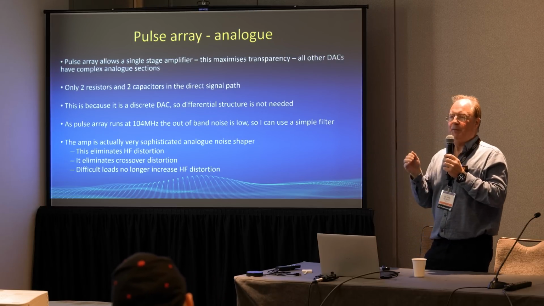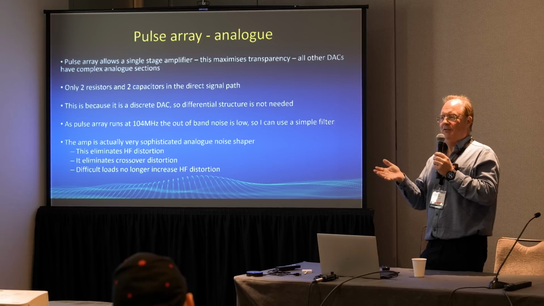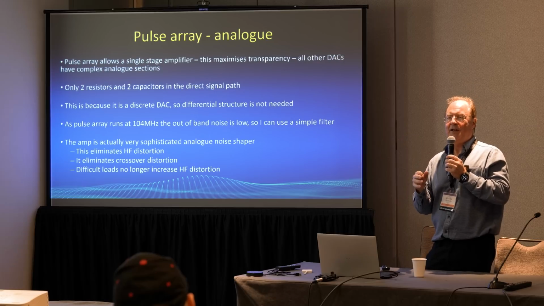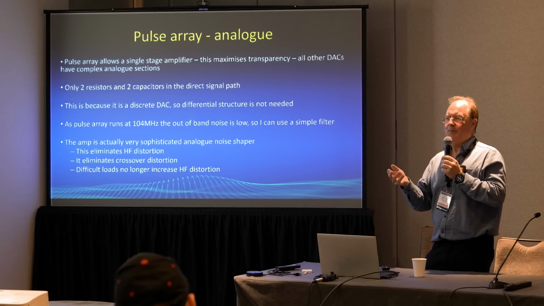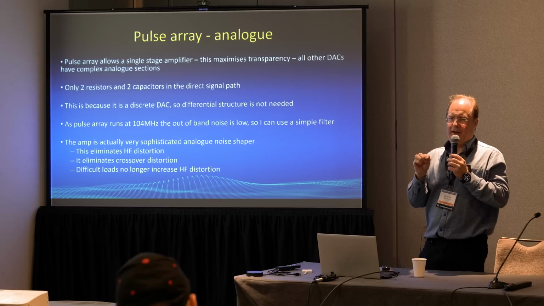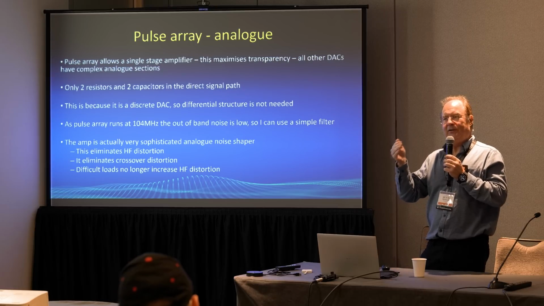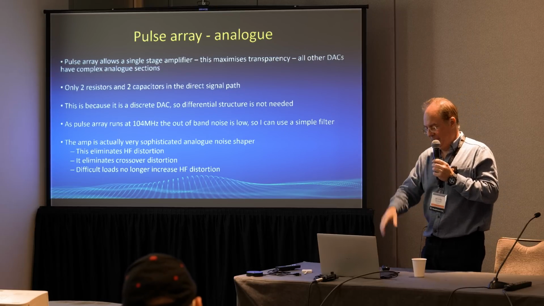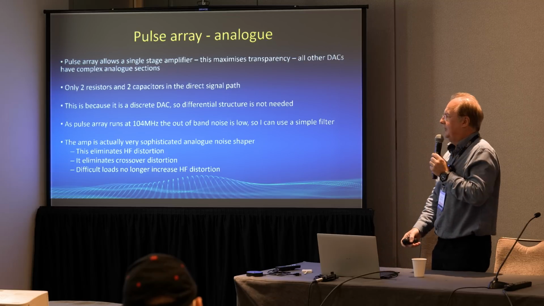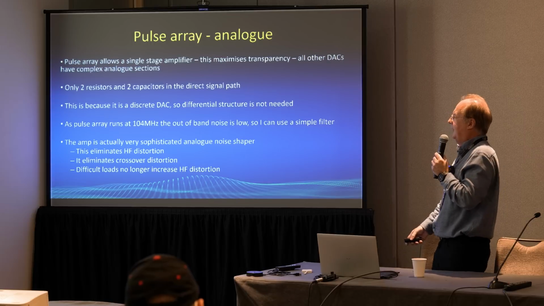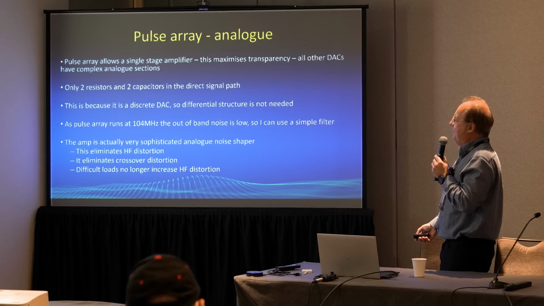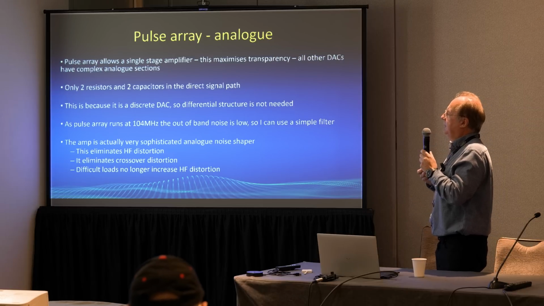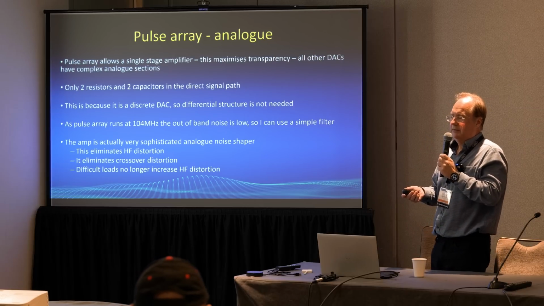Unfortunately, analog engineers know this issue, and they think, well, digital must be the same. Let's make it simple. And that's not the best way for transparency. For transparency with digital, you need to make it very, very complicated. You wouldn't believe some of the things I've been up to recently with very huge FPGAs. I've only got 2 resistors and 2 capacitors in the direct signal path.